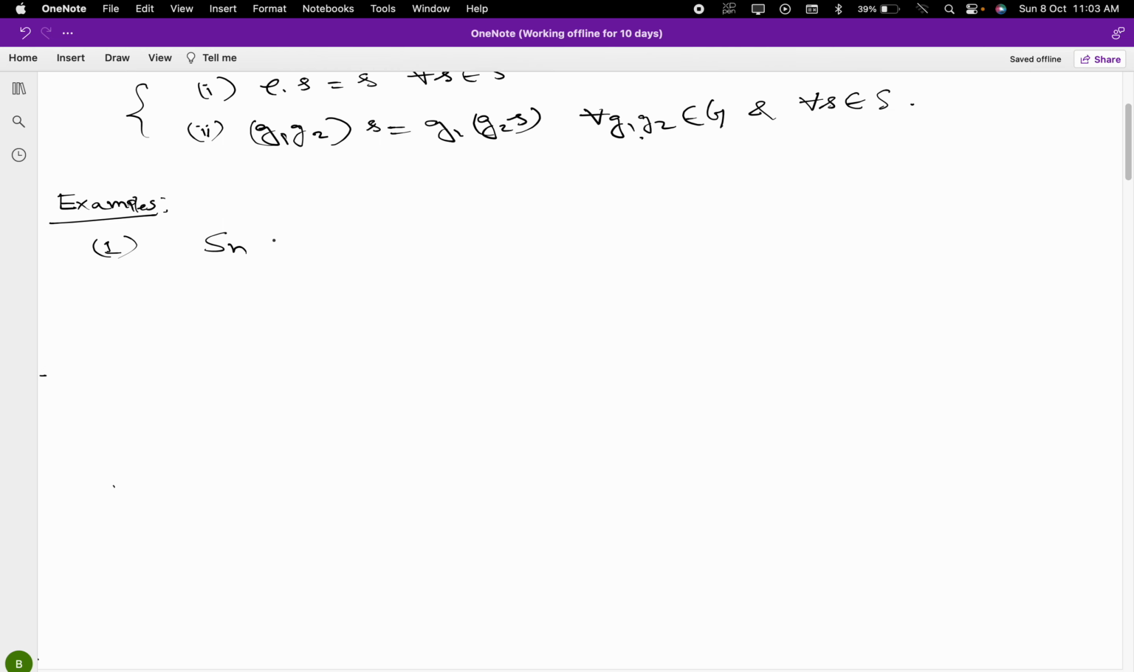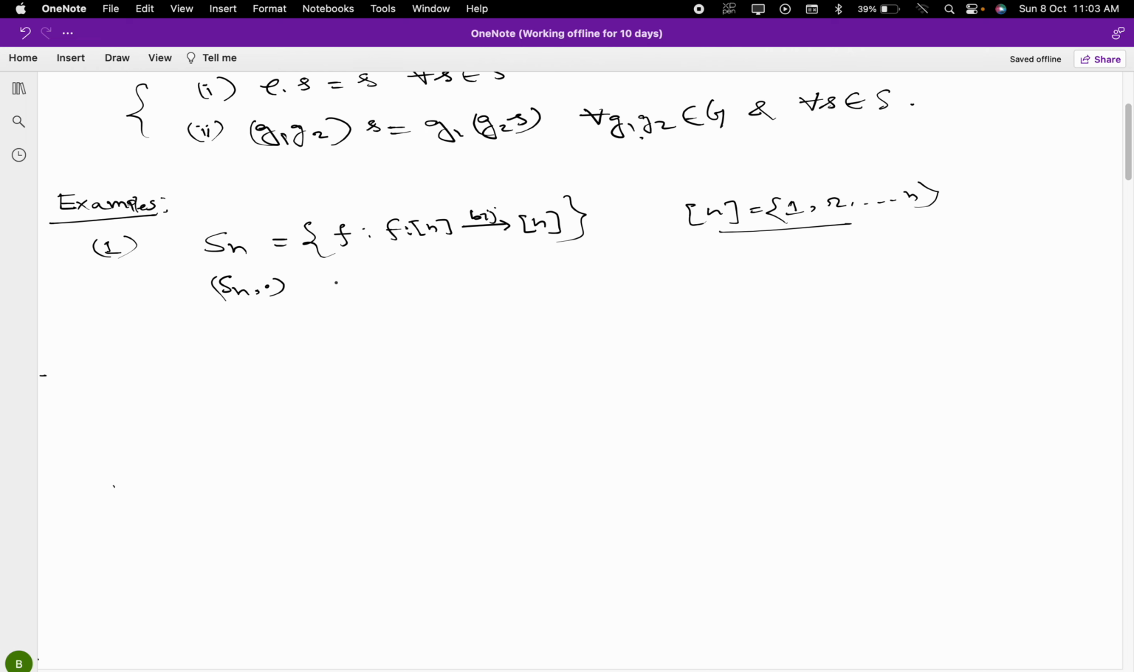What is Sn? Sn is the set of all functions from n to n that are bijections, right? This is a group, where n means 1 up to n. This set is called Sn, and it forms a group under the composition of mappings.